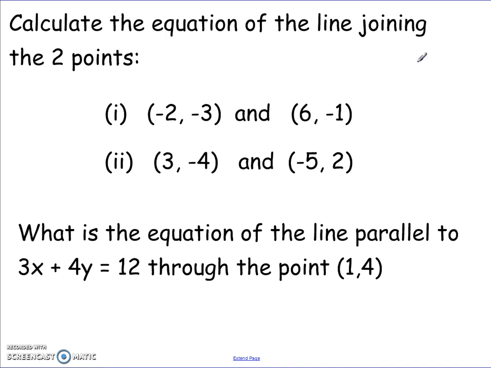So first, calculate the equation of the line joining the 2 points. The first one gave you the points (-2, -3) and (6, -1). And the second one gave you the 2 points (3, -4) and (-5, 2). Then the second question was, what is the equation of the line parallel to 3x + 4y = 12, going through the point (1, 4)? So let's have a crack at these.